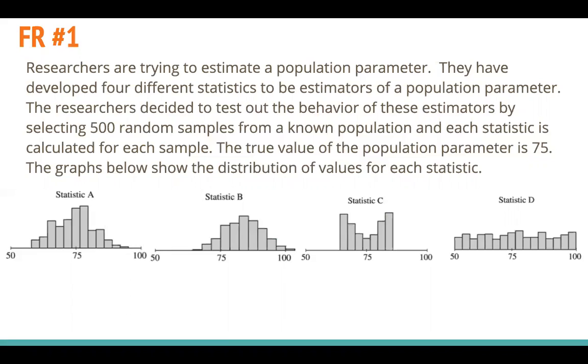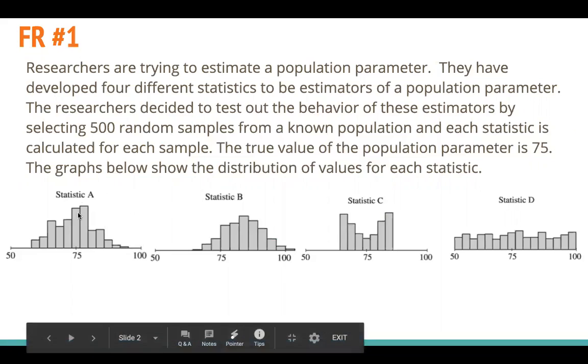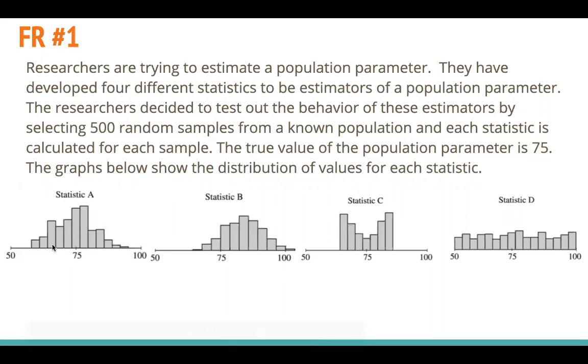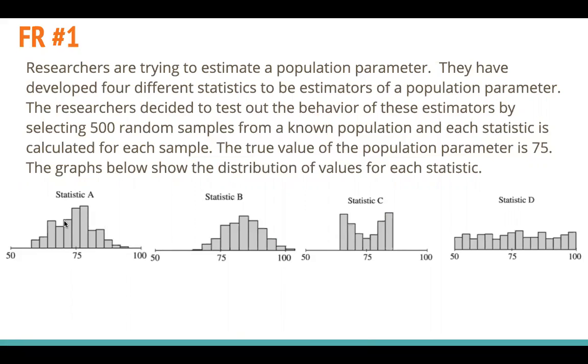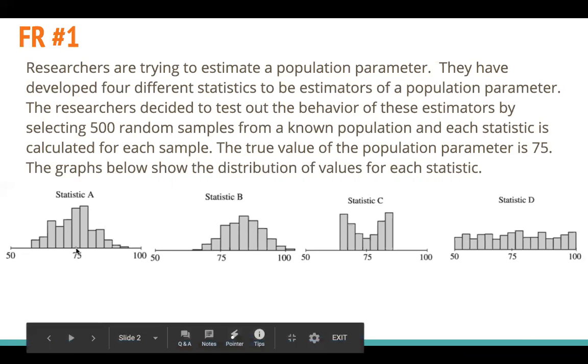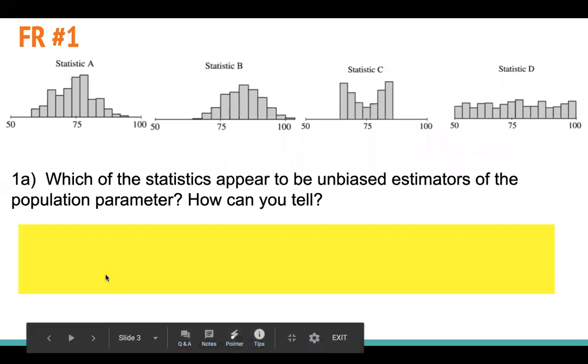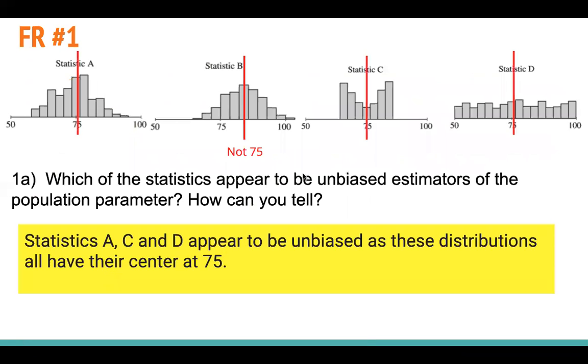So kind of our definition for an estimator we're looking at: unbiased means that the sample mean will be equal to the population mean. And I can tell that, so if multiple samples, these are called sampling distributions, have the same mean as my population, I have an unbiased statistic. So as I'm looking right here, anything with 75 in the center is going to be unbiased.